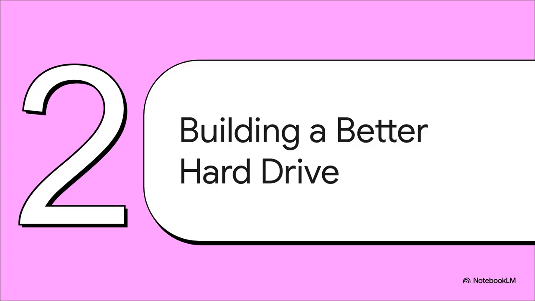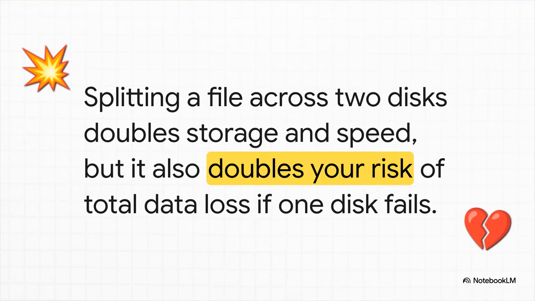All right, so we know we need a special kind of system. Let's try to build one from the ground up, starting with just a single machine. How do we make one server as reliable as humanly possible? So, a simple way to get more space is just to add more hard drives, right? You could split your file, put half of it on disk 1 and half on disk 2. This doubles your storage and can even make reading the file faster. But, and this is a huge but, you've also just doubled your chance of losing everything. If either one of those disks fails, poof, your entire file is just gone forever.